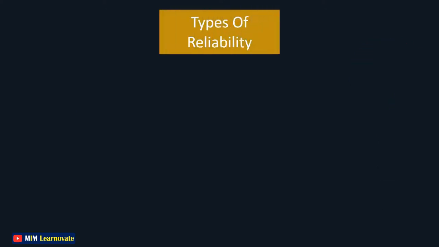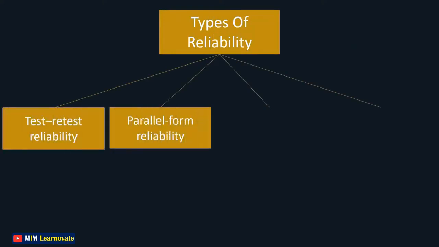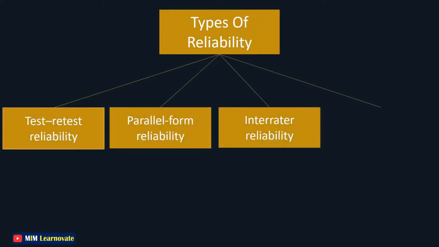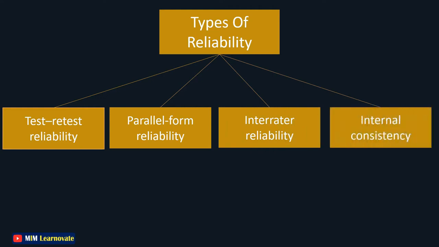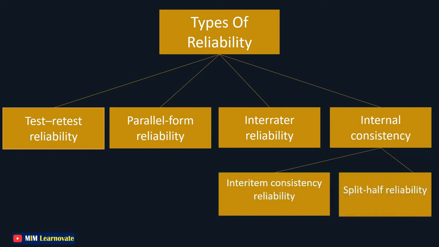There are four types of reliability in research. These are test-retest reliability, parallel form reliability, inter-rater reliability, and internal consistency. Internal consistency can be further classified into inter-item consistency reliability and split-half reliability. Let's now discuss them in detail.